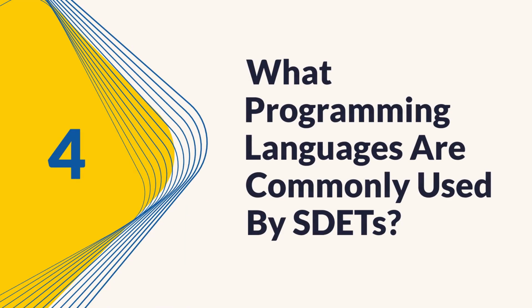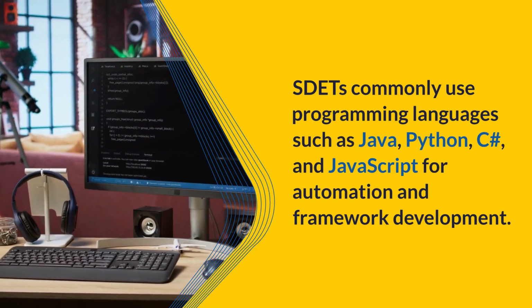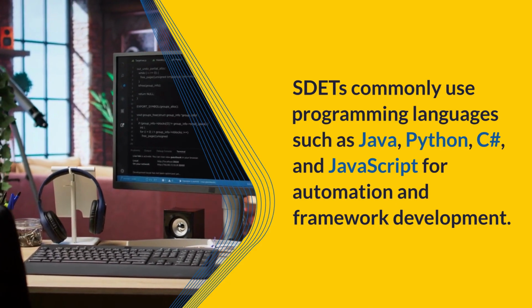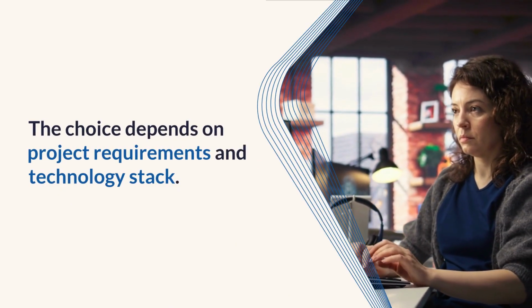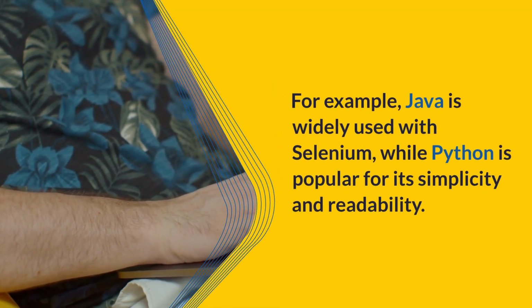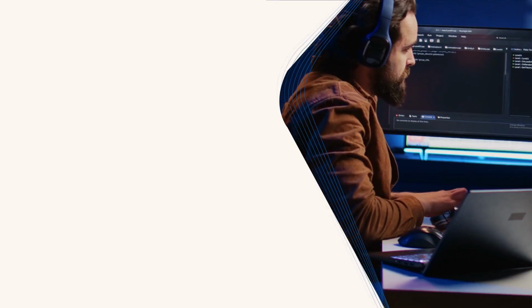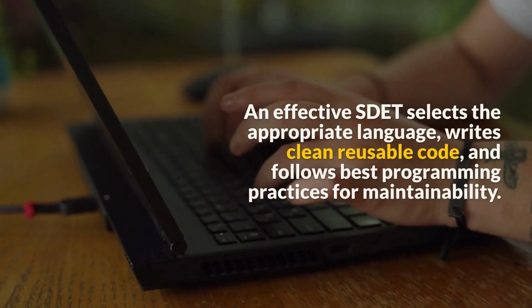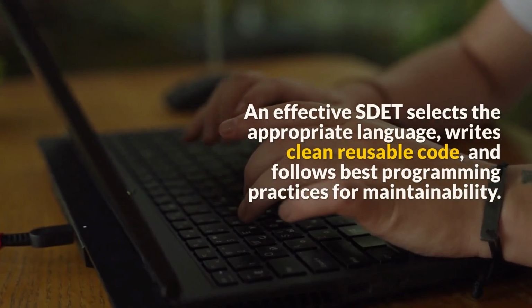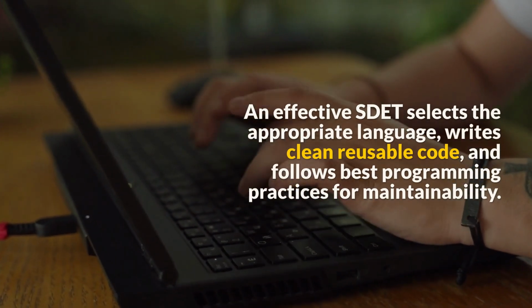4. What programming languages are commonly used by SDETs? SDETs commonly use programming languages such as Java, Python, C#, and JavaScript for automation and framework development. The choice depends on project requirements and technology stack. For example, Java is widely used with Selenium, while Python is popular for its simplicity and readability. JavaScript is often used for front-end automation with tools like Cypress. An effective SDET selects the appropriate language, writes clean reusable code, and follows best programming practices for maintainability.